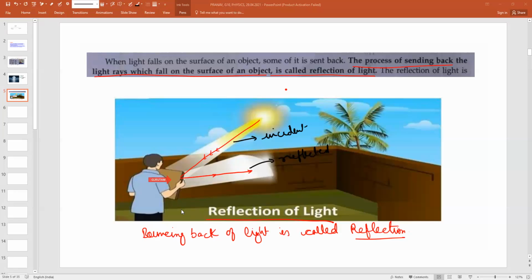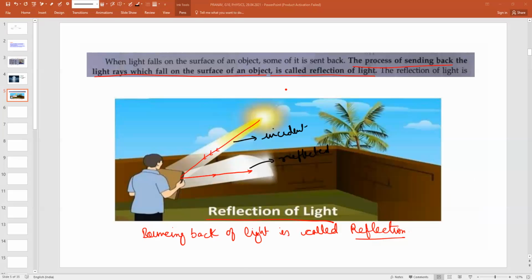So that means if you take anything in your hand, reflection is not possible. For reflection, the material is very important, right? And that material should be what? It should be a polished and shining surface, a polished or smooth surface.